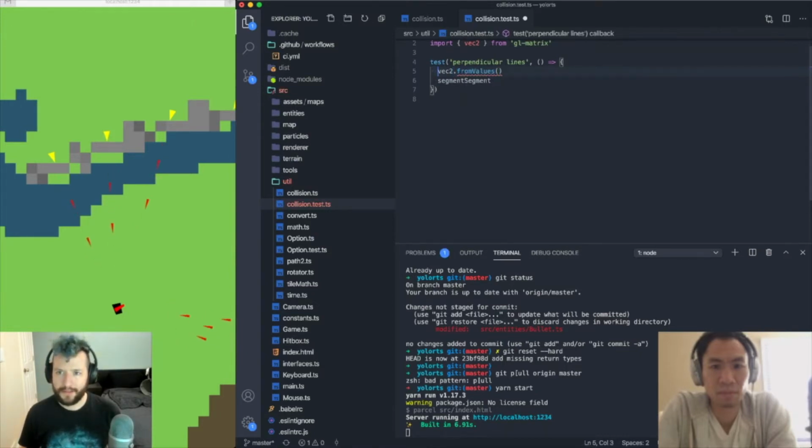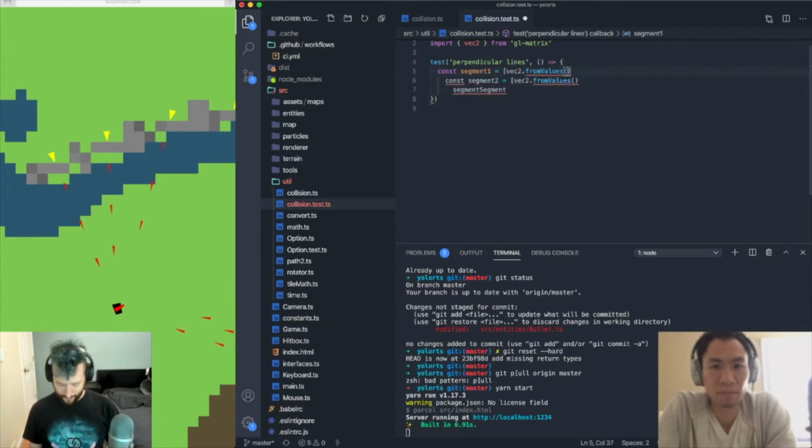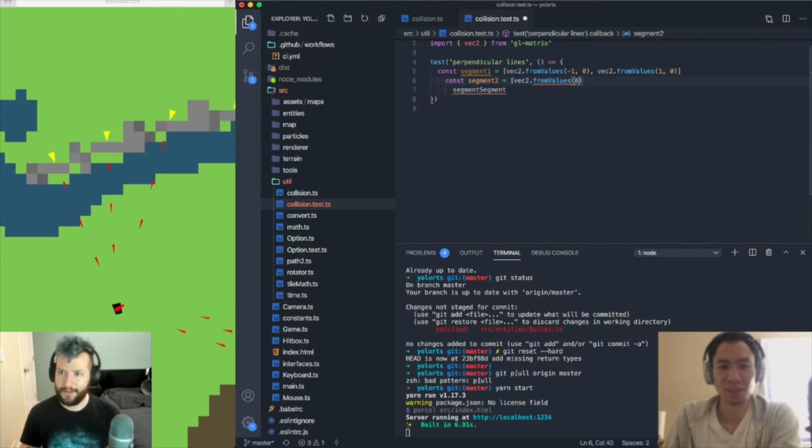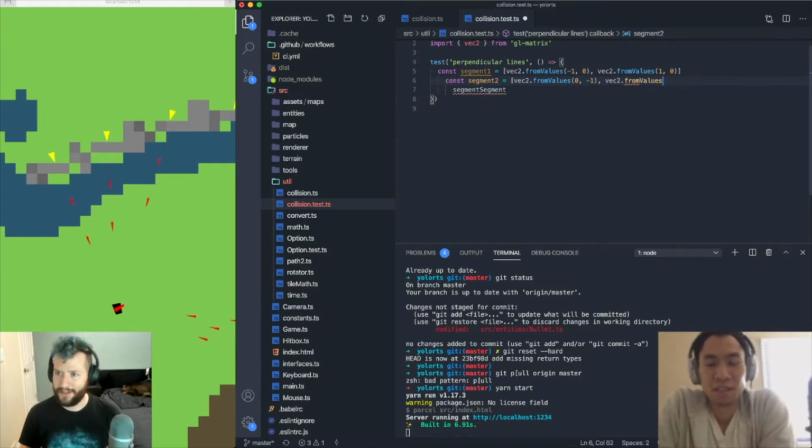Let's set up some tiny little test cases here. If we want to start with a segment from -1, 0 to vec2 from values 1, 0, that's just a horizontal line on the x-axis. And really, I'm basically just testing the collision of the axes here.